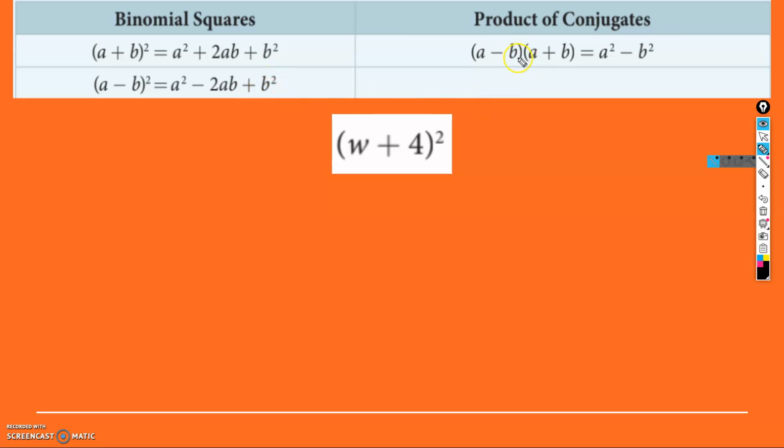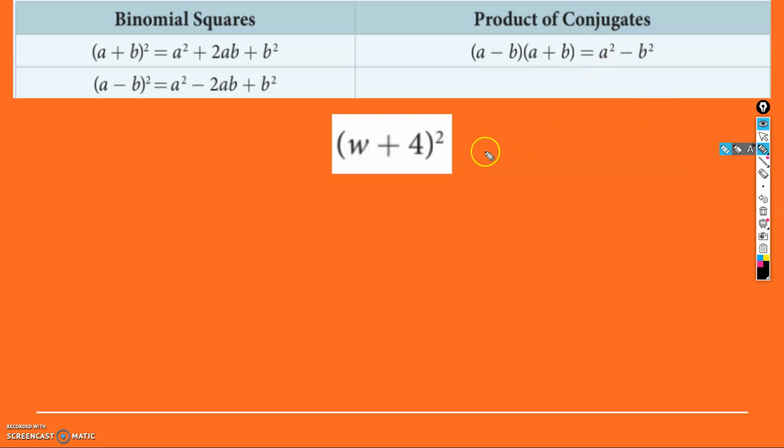Now when you're doing the product of conjugates, or a plus minus difference, all you need to do is square the first entry, boom, square the second entry, boom, put a subtraction in the middle. That's why we like to call it the difference of squares, and you're done. So we're going to look at this both ways.